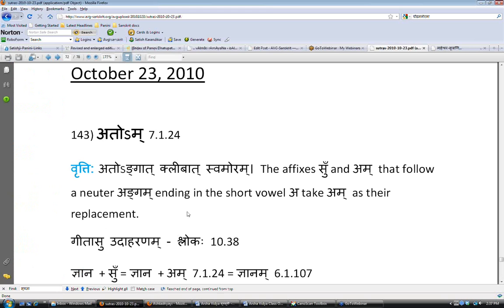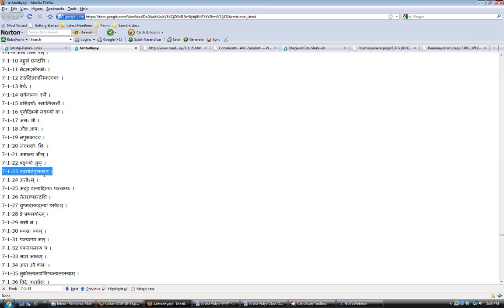Let's go to our document. It says 'ato'ngat'. Ato'nga means adantad anga. It's a visheshanam of the angam. Adantad angat klivat, which is neuter gender, somor am syat. In place of su and am we put am. Okay. Now quickly, what's the point of putting am in place of am? Amsthani adesha. Tasya prayojanam kim? What's the use of that? The prayojanam is that am should not undergo further change. Because if Panini did not say that, then you could have taken luk by the prior sutram, 'samo napumsakat'. So that's the idea of putting am in place of am, to prevent it from undergoing the luk of the prior sutra.